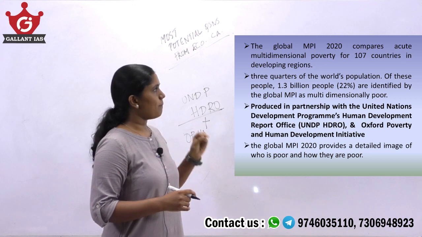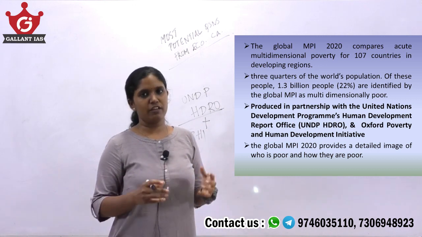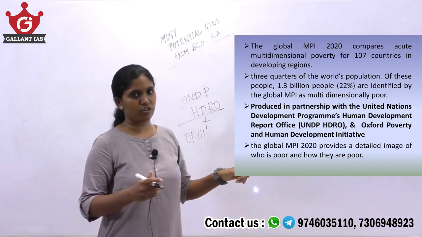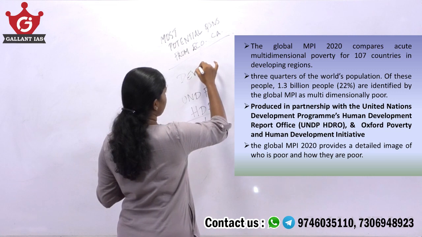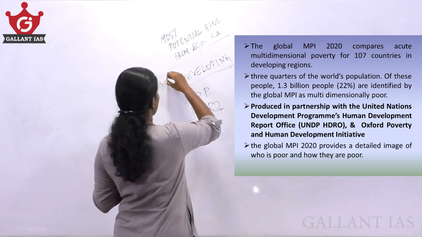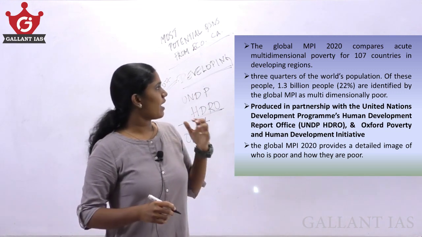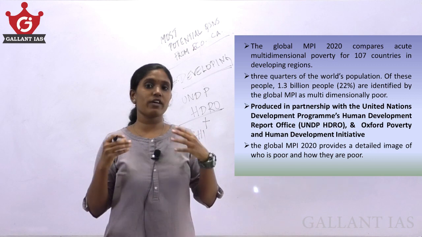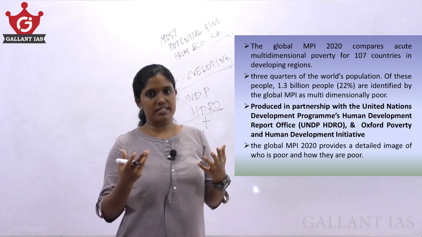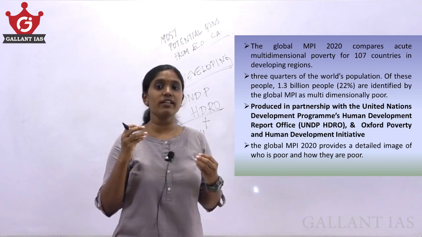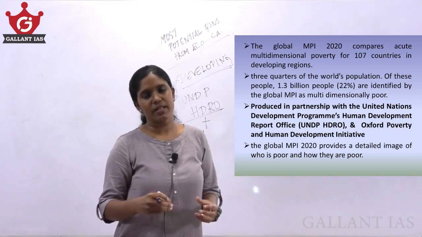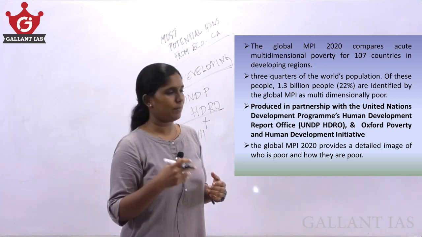The global MPI compares acute multidimensional poverty for 107 countries in developing regions. This is another important point. It looks at developing regions. These countries are home to over 5 billion people, and it involves three-fourths of the entire world population. Of these, 1.3 billion people, that is 22%, are identified as multidimensionally poor by this year's global MPI.